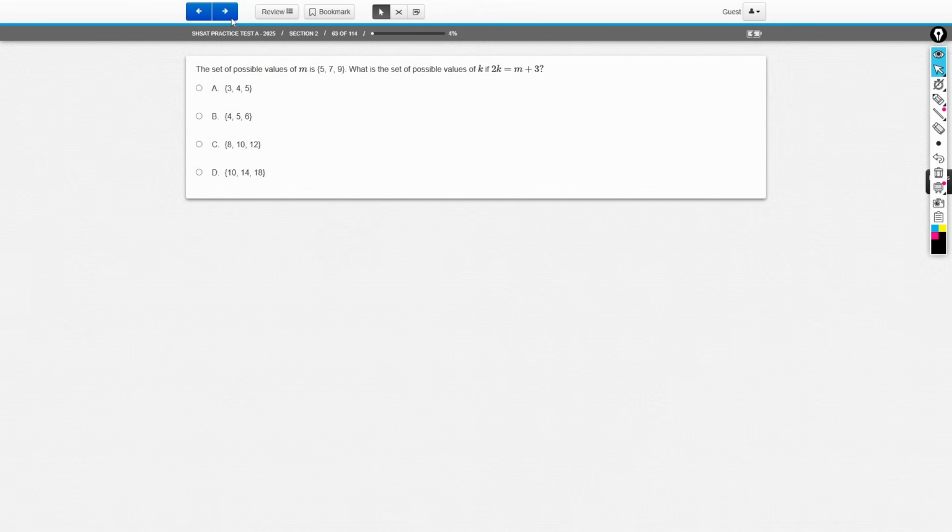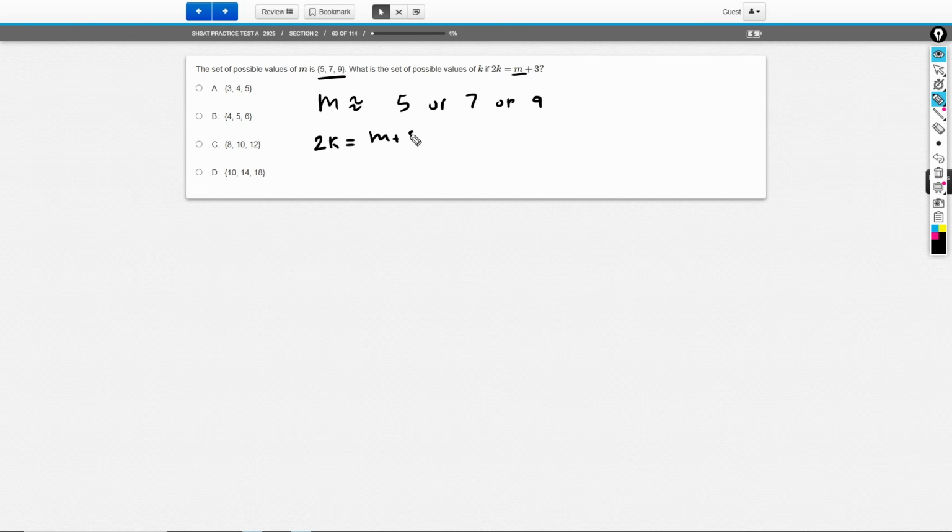All right, the set of possible values of m is 5, 7, and 9. What is the set of possible values of k if 2k is equal to m plus 3? So we know that m could equal 5 or 7 or 9. It's possible, which is why all three of these are possibilities. We know that 2k is always going to be equal to m plus 3.